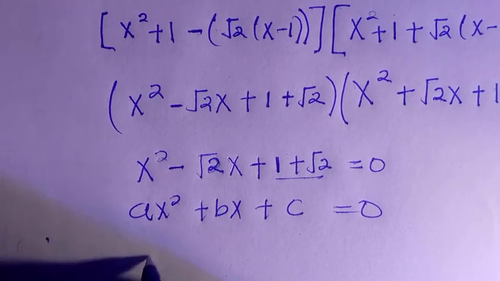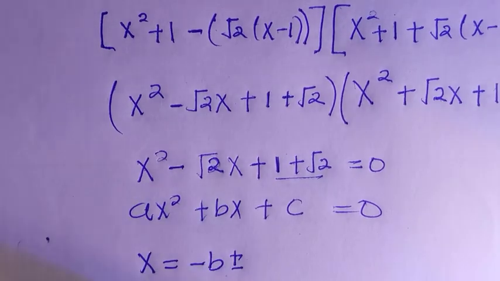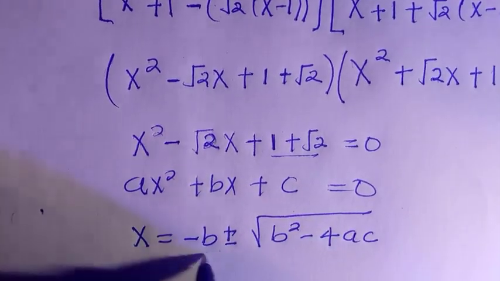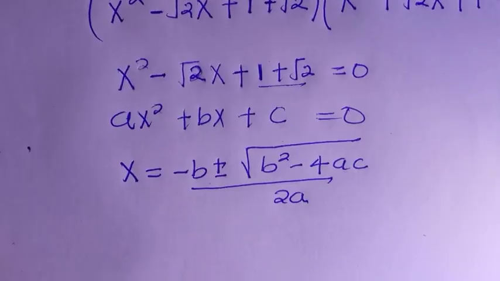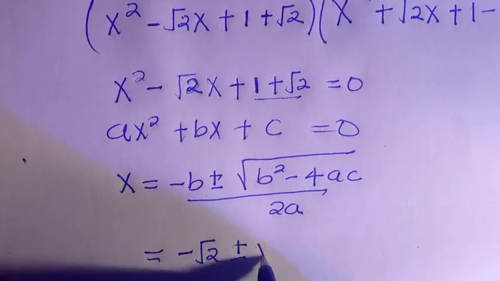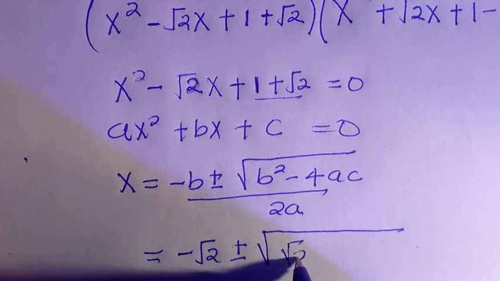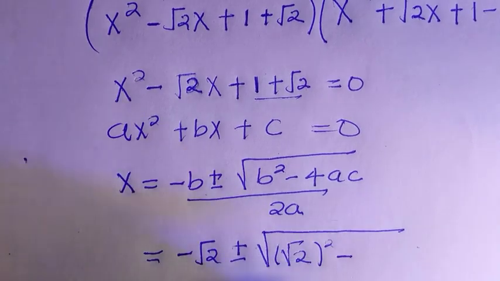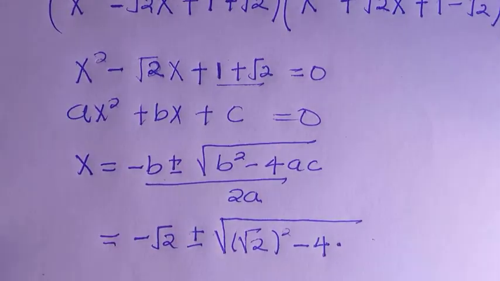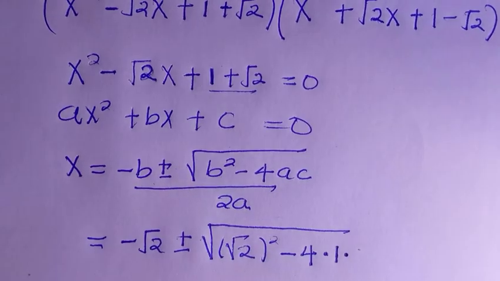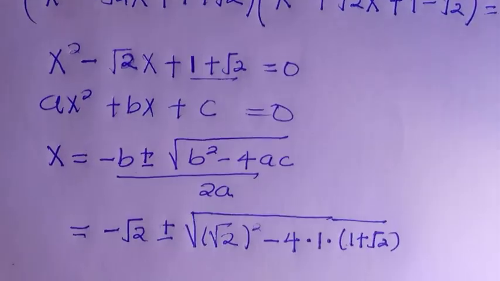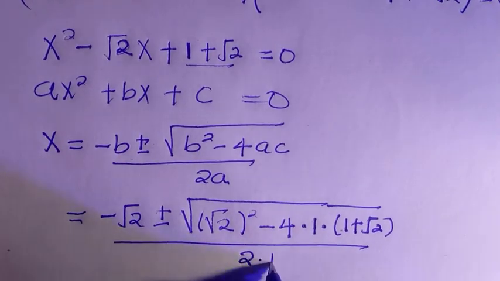The coefficient of x squared is 1. Then by applying the general formula, which is minus b plus or minus the root of b squared minus 4ac, divided by 2a. We know our b as minus root 2, a is 1, c is 1 plus root 2. So let's plug in everything. We have minus root 2 plus or minus the root of b, which is still root 2, all raised to power of 2, and minus 4 times a. A is the coefficient of x squared, that is 1, times the bracket 1 plus root 2, and we divide everything by 2a, and the value of a is 1.